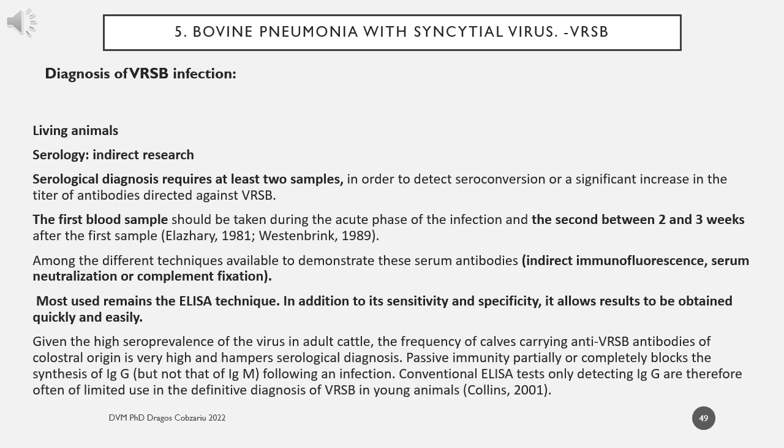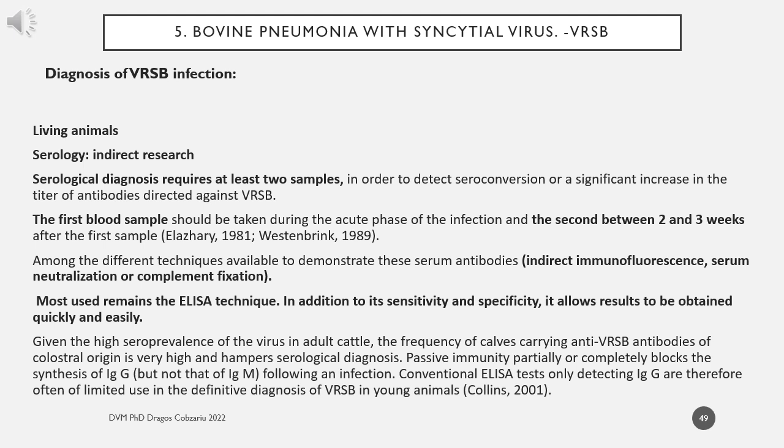Living animals. Serology, indirect research. Serological diagnosis requires at least 2 samples in order to detect seroconversion or a significant increase in the titer of antibodies directed against VRSP. The first blood sample should be taken during the acute phase of the infection and the second between 2 and 3 weeks after the first sample.